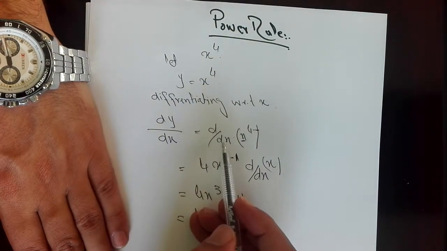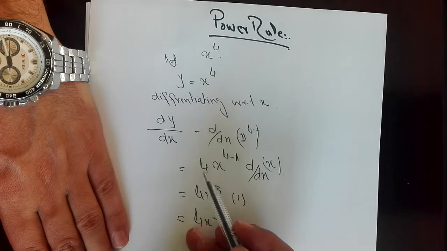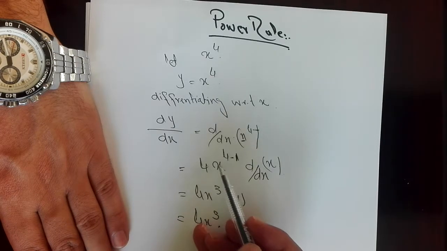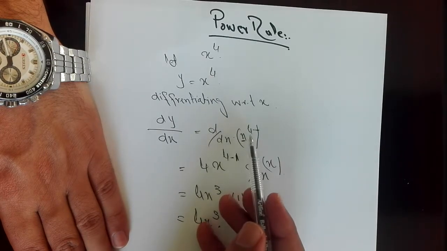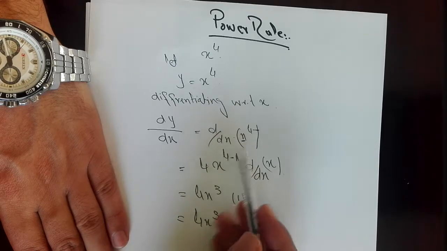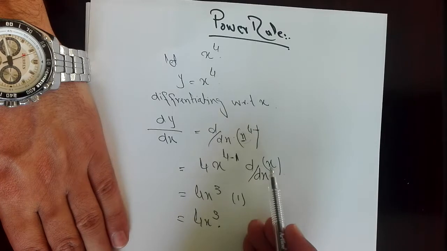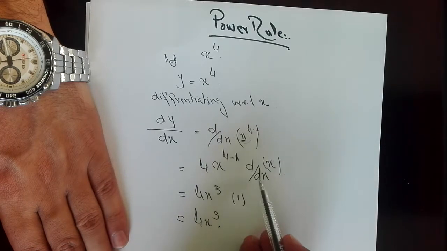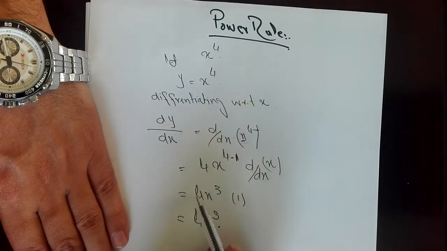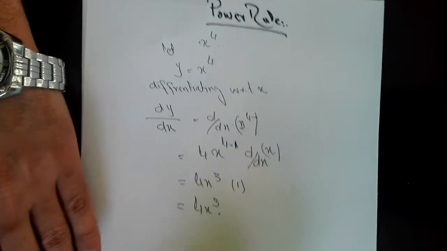See, d over dx, 4 will come over here and multiply with the x, and I will reduce one power from the x. Beneath the power, there is x, so I will take the derivative of x again, and dx over dx is always equal to 1, so it cancels out. So 4x cube is the answer. The right answer is 4x cube.